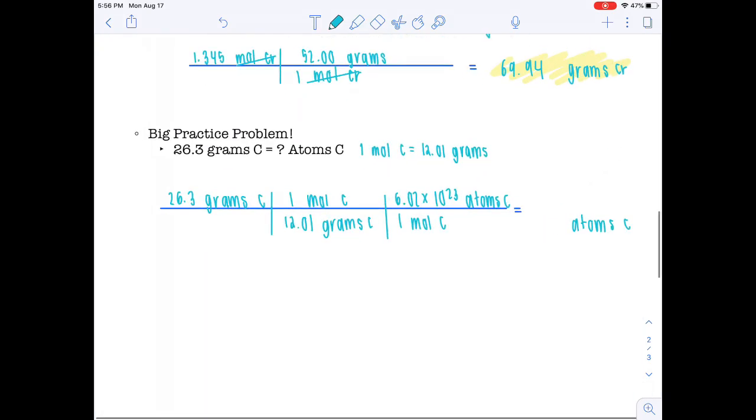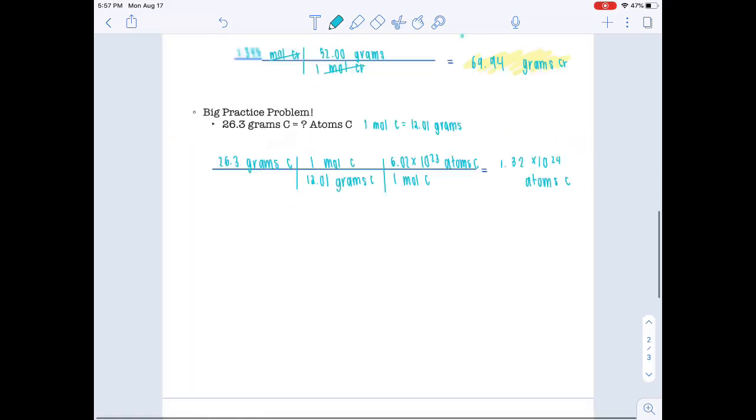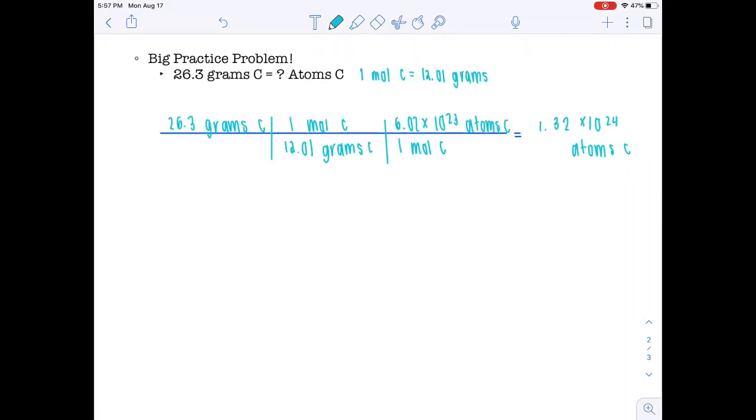Okay, so let's punch that in our calculators, right? 26.3 divided by 12.01 times 6.02 times 10 to the 23rd. And that's going to be equal to 1.32 times 10 to the 24th atoms of carbon. So hopefully all of that made sense. If you got this practice problem, that means you really understood this video and especially conversions with moles.